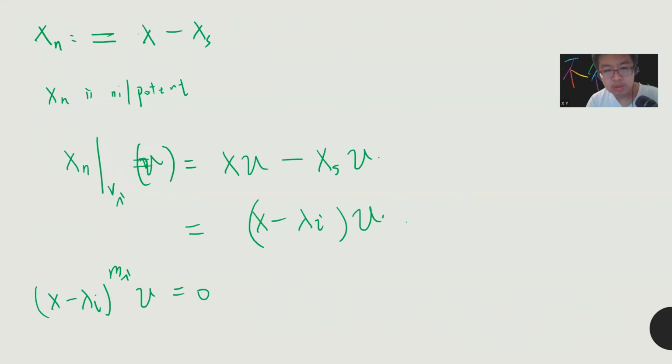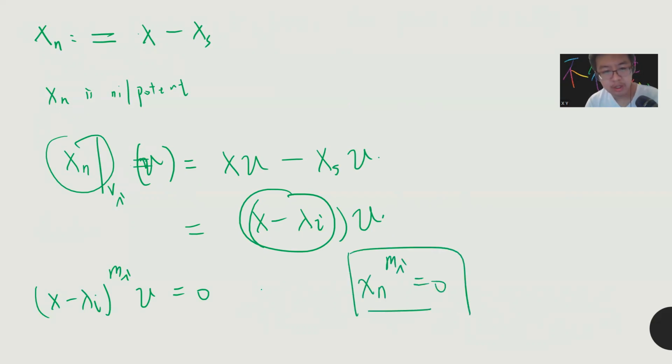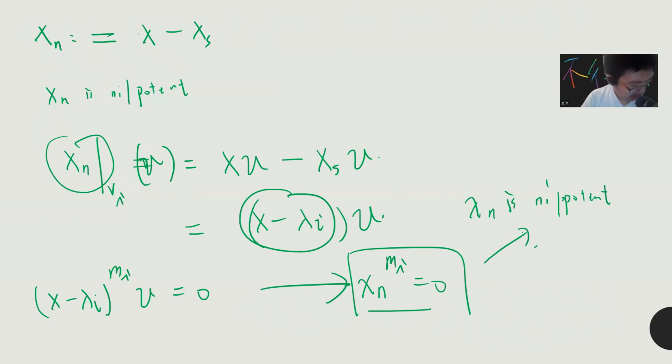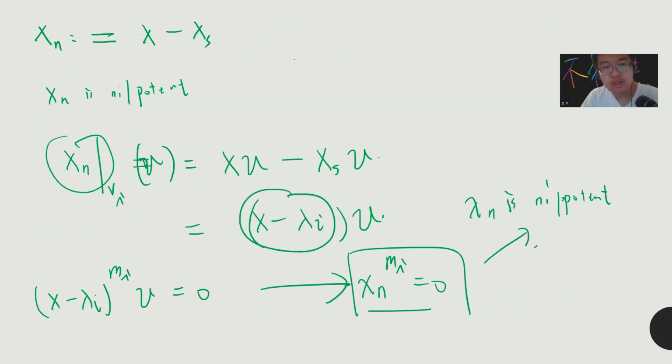So this map, X_n, is effectively the same as X minus lambda I. So X_n to the power M_i will be 0 by this. This means that X_n is nilpotent on each block, so S_n is nilpotent. And a simple calculation: you can easily check that S_S S_n is the same as S_n S_S. So the proof is very simple.